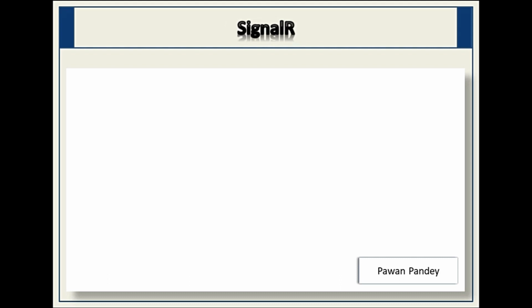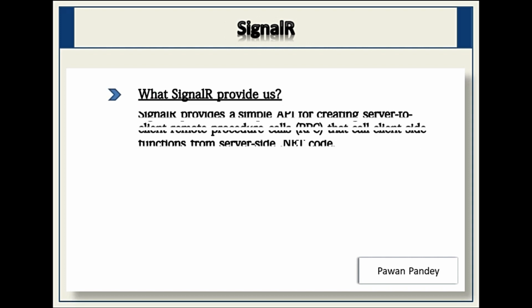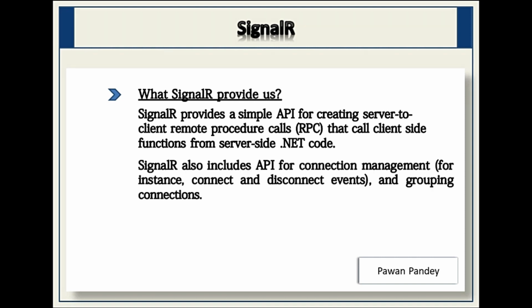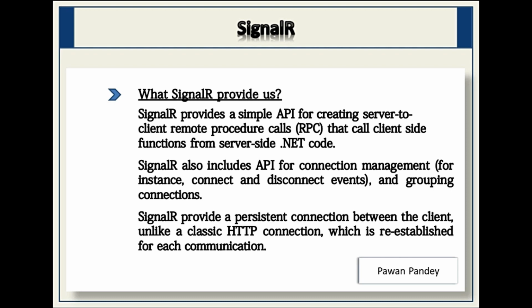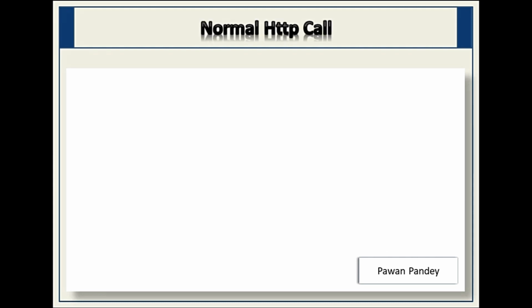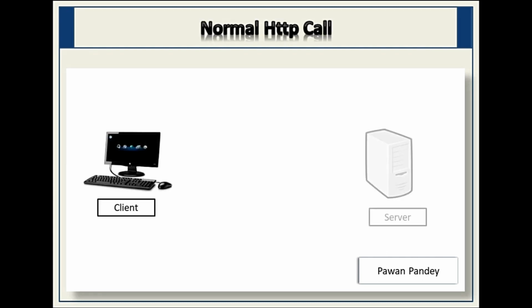whenever we get any new information. Now next is what SignalR provides. SignalR provides an API to create server-to-client remote procedure calls that call a client-side function from server-side .NET code. SignalR also provides facility to manage connections, so we can notify other users if someone joins or disconnects from the server. SignalR works with a persistent connection between client and server rather than re-establishing the connection for each communication as normal HTTP requests do.